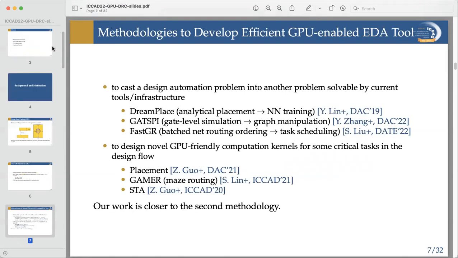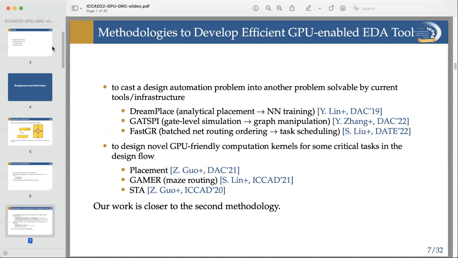We have observed two popular methodologies to develop efficient GPU-enabled EDA tools. The first one is to cast a design automation problem into another problem solvable by current tools and infrastructures. For example, DreamPlace casted the analytical placement problem into neural network training so that the current deep learning toolkits can be used to develop efficient analytical placement.